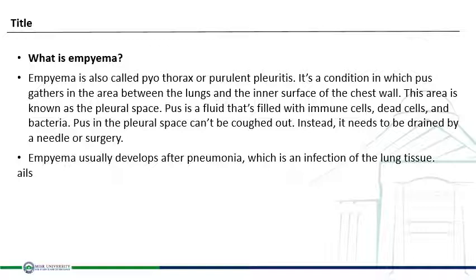Therefore, pus in lung abscess can erode into a nearby airway and get coughed out, known as suppurative lung syndrome. While in empyema, pus collects in the pleural space, which is devoid of airways, so pus cannot be coughed out. Instead, it needs to be drained by a needle or a surgery. Under certain circumstances, pus in the lung abscess can erode also into the surface of the lung, causing empyema on top of lung abscess.